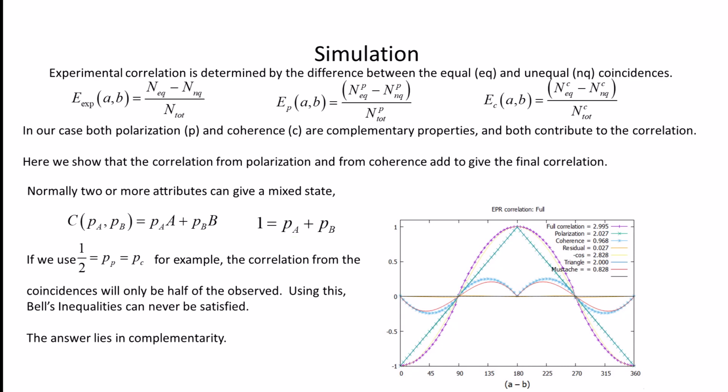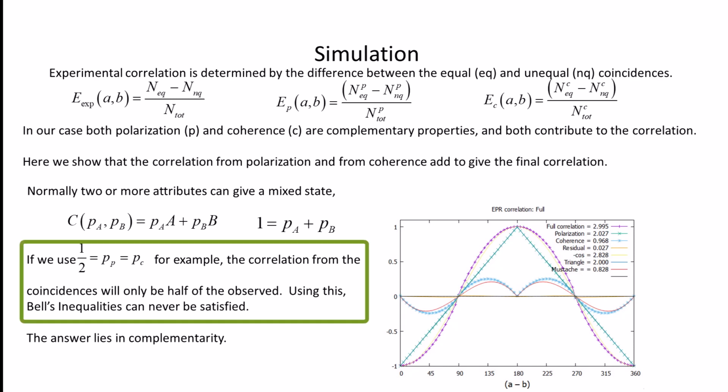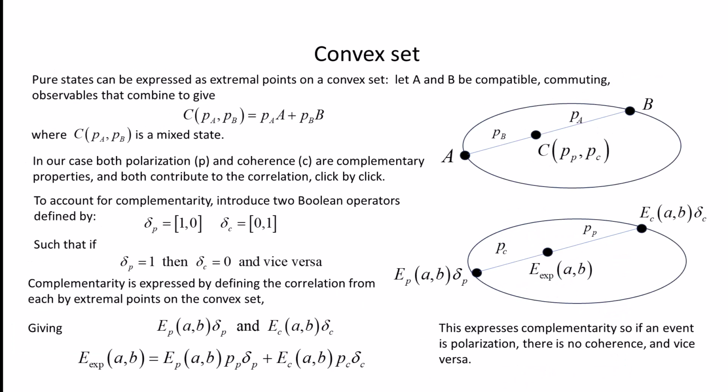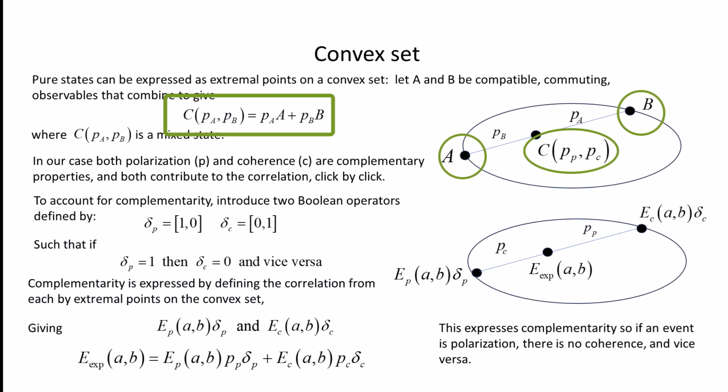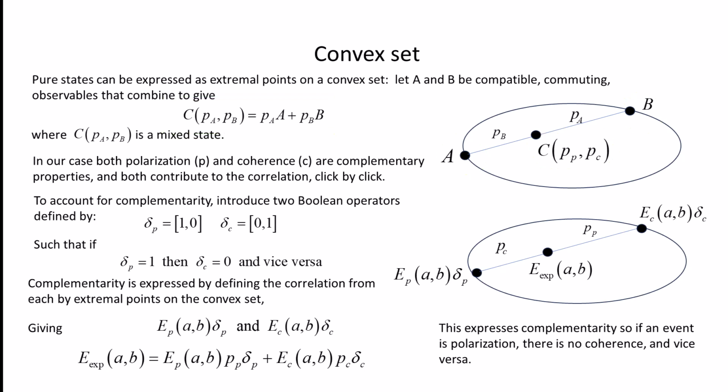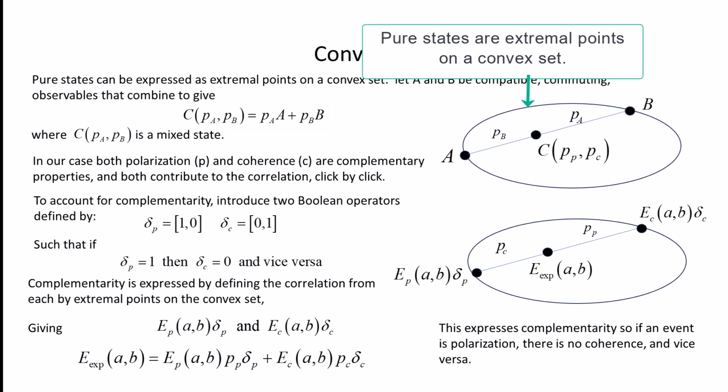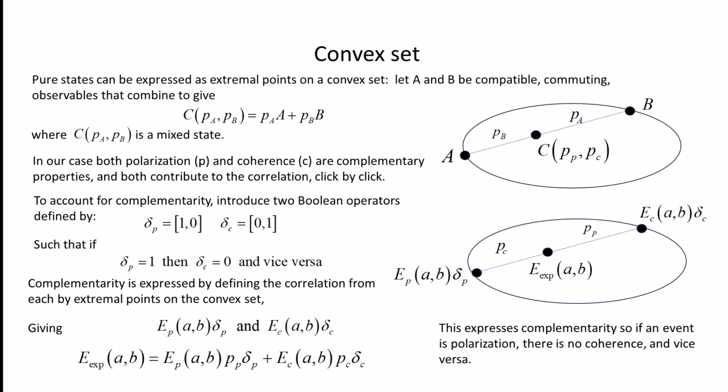Take, for example, an equal number of polarization and coherence clicks. So the probabilities of PA and PB are both 1/2. It is easy to see that the total correlation would be equal to half of the observed, which is the sum. Complementarity resolves this. We talk about observables A, B, and C and their algebra. In this case, C is a mixed state, and A and B are pure states. Pure states are extremal points on a convex set, and interior points are mixed states, so that C is a weighted sum of two pure states.